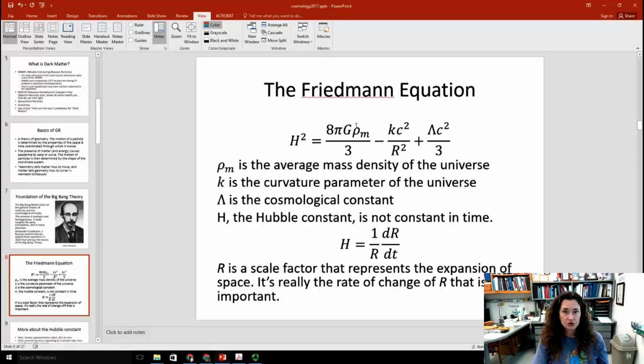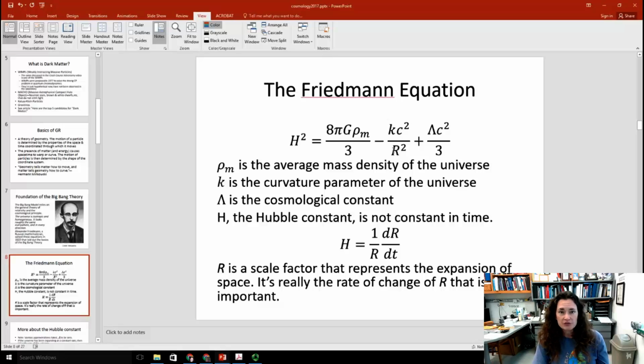Now to go over these things, the variables here, H is the Hubble constant, okay? G is, of course, Newton's gravitational constant. Rho, rho sub m here, is the average mass density of the universe. K is a curvature parameter of the universe, okay? So it tells you what kind of curvature the universe has to it. C is the speed of light.